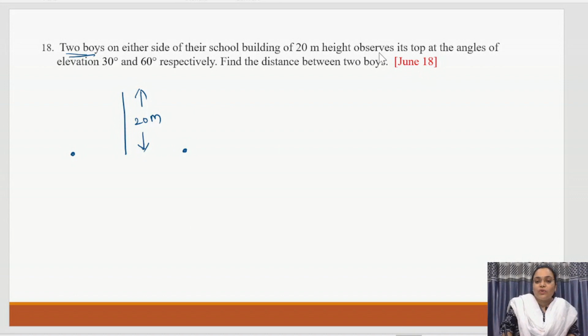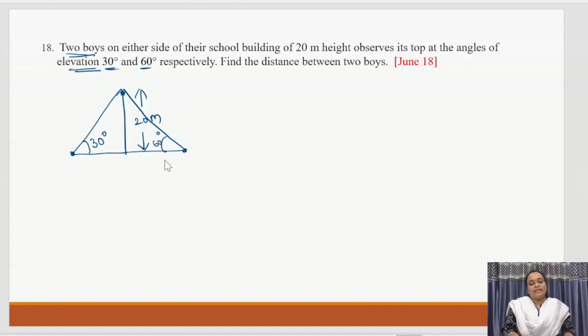They observe the top of the school building at an angle of elevation of 30 degrees and 60 degrees respectively. So from here he observes the top of the building. This is the angle of elevation, one at an angle of 30 degrees, and here he is observing the school building at an angle of 60 degrees. One is at 30 and one is at 60.